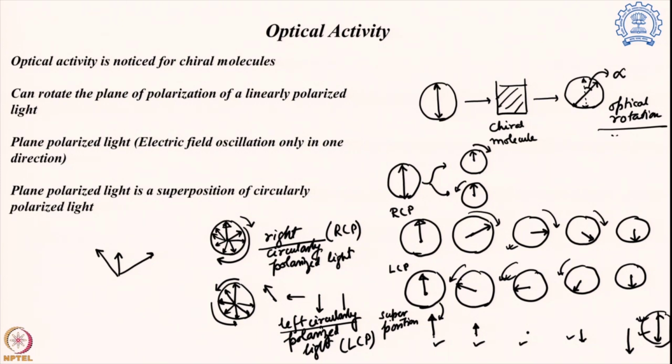So that is why it is said that the plane polarized light is a superposition of circular polarized light. By circular polarized light we mean the RCP, the right hand circular polarized light, and LCP, the left hand circularly polarized light.